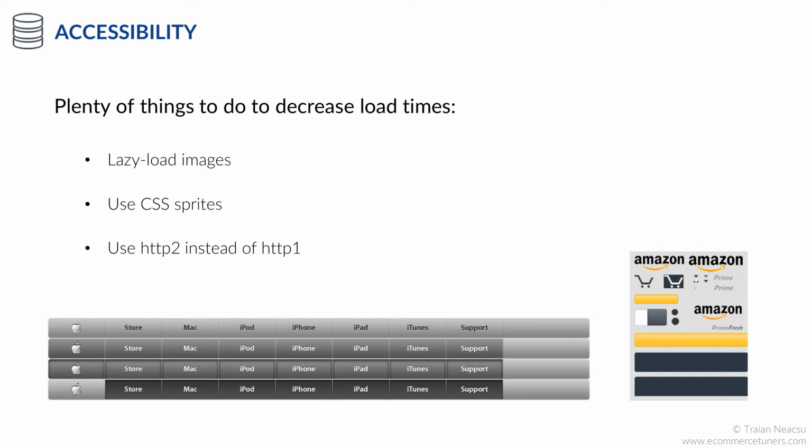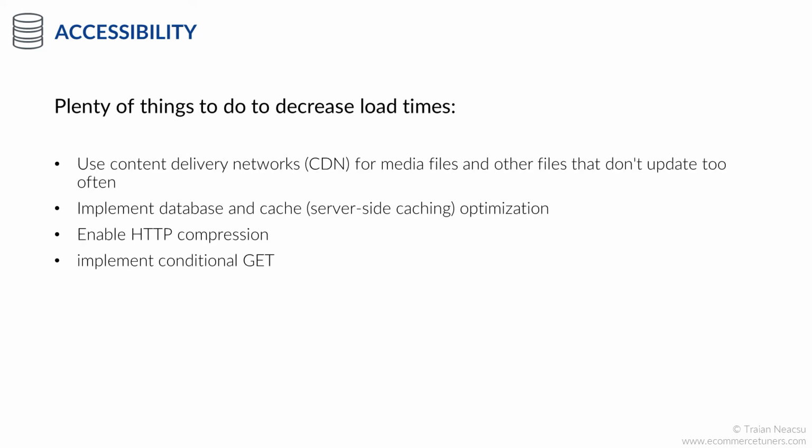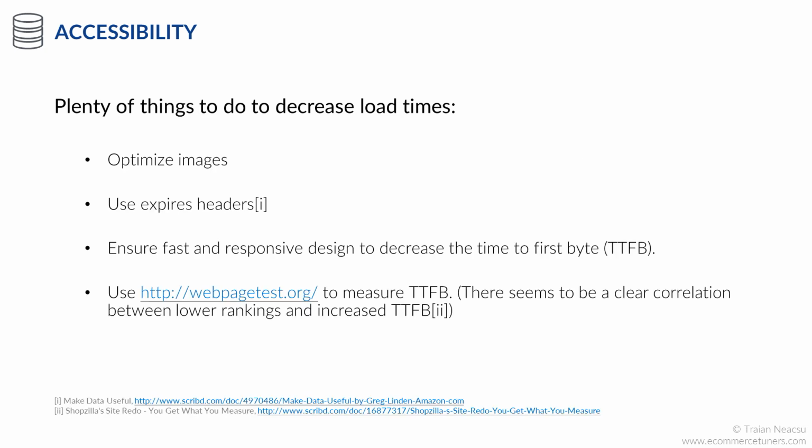Defer loading of images until they are needed for display in the browser. Use CSS sprites. Use HTTP2 protocols. Use content delivery networks for media files and other files that don't update too often. Implement database and cache optimization. Enable HTTP compression and implement conditional GET. Optimize images. Use expires headers.